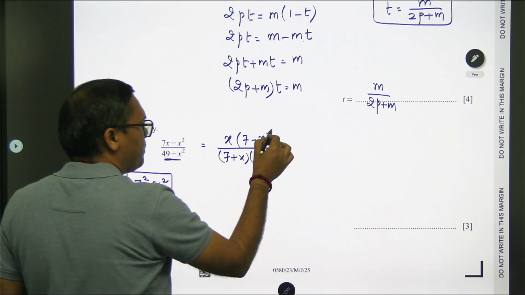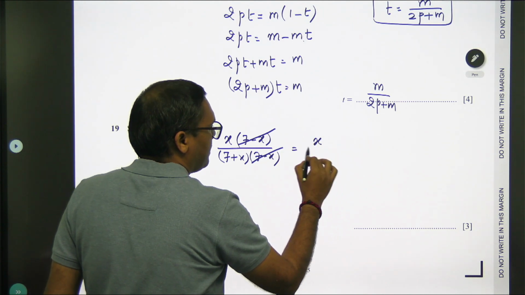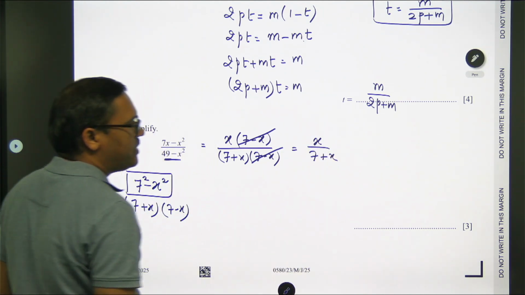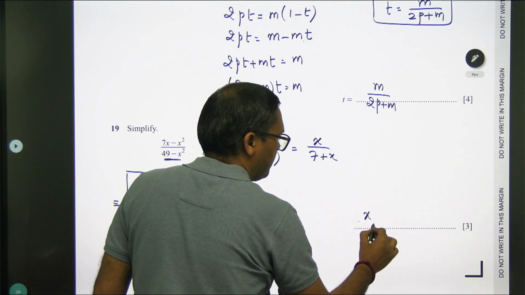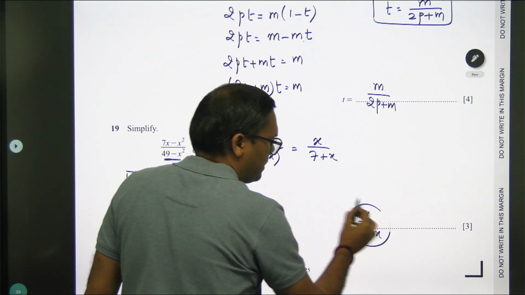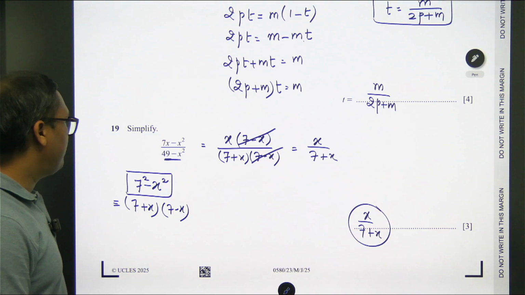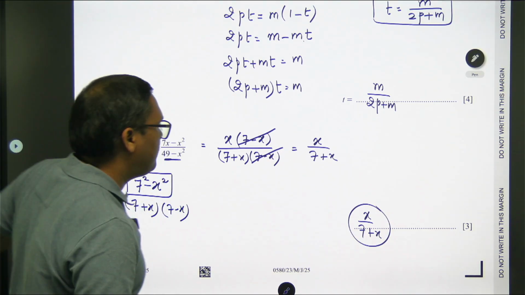So again, this 7 minus x cancels. This is x upon 7 plus x. So that is the answer. x upon 7 plus x. That is the answer for this question. Okay, easy. So now let's move to the next one.